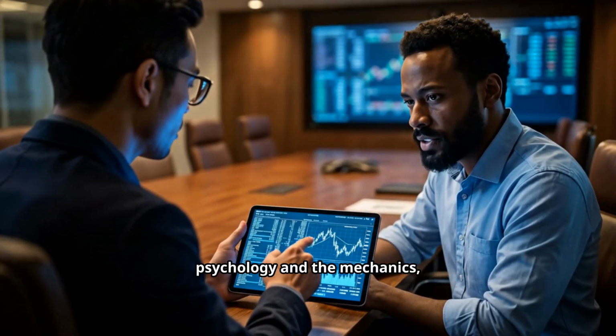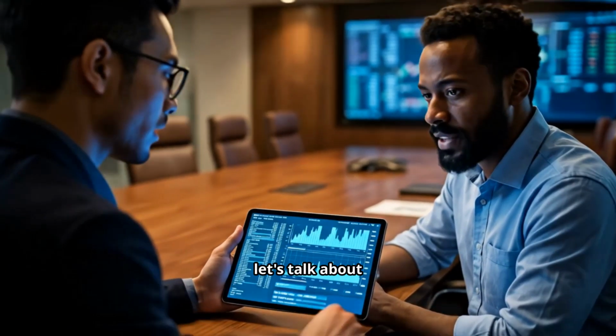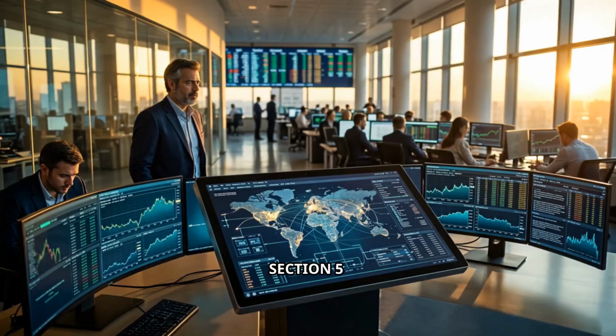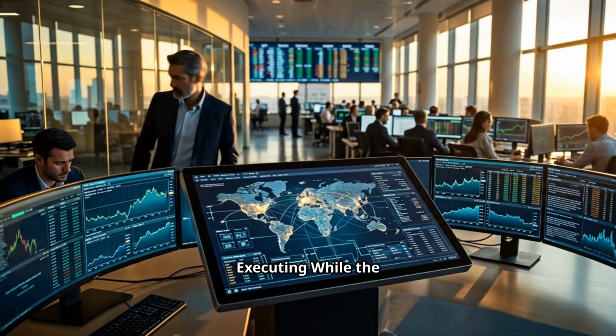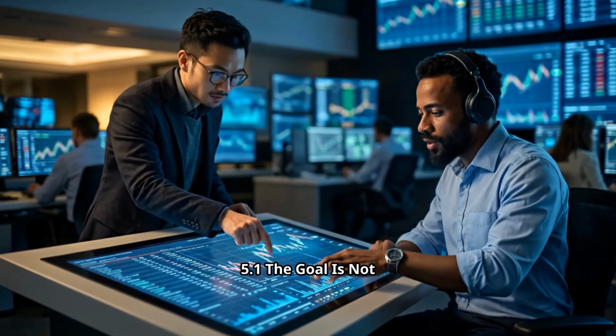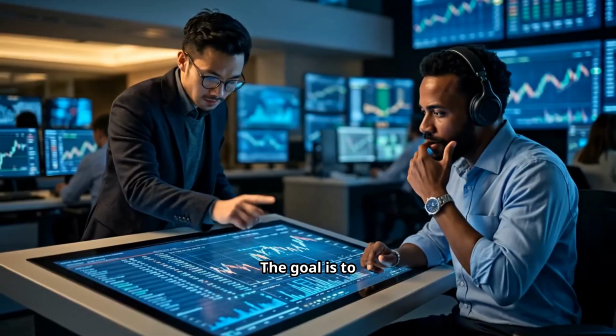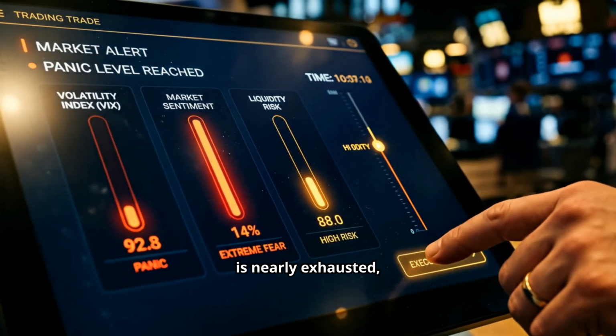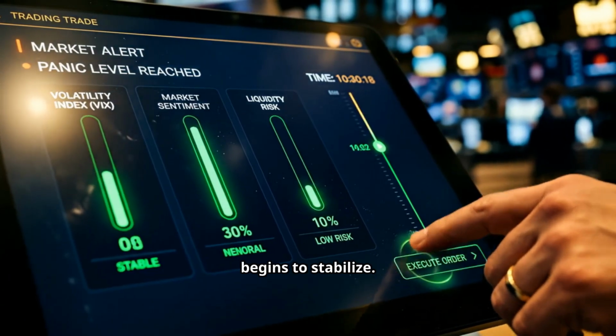Now that we understand the psychology and the mechanics, let's talk about execution. How to enter when everyone else is panicking. Section 5. Strategic entry. Executing while the market loses control. 5.1. The goal is not to catch the bottom. The goal is to enter when panic is peaking, when forced selling is nearly exhausted, when sentiment begins to stabilize.